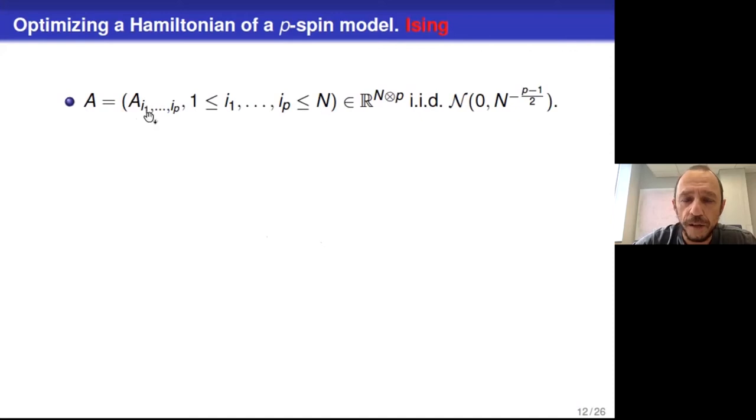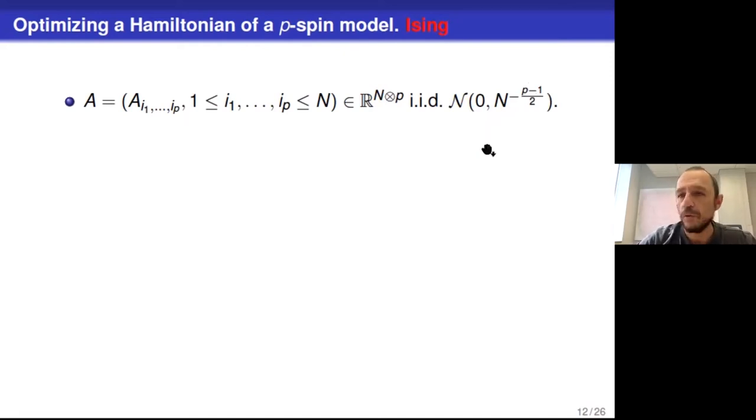We consider a tensor of IID random quantities, each normally distributed. The tensor has side length n and order p. When p is equal to 2, this is just a matrix. Each entry of this tensor is IID normal with mean zero and standard deviation equal to this quantity, but it doesn't really matter what this standard deviation is. I chose this for convenience of something that comes up later.